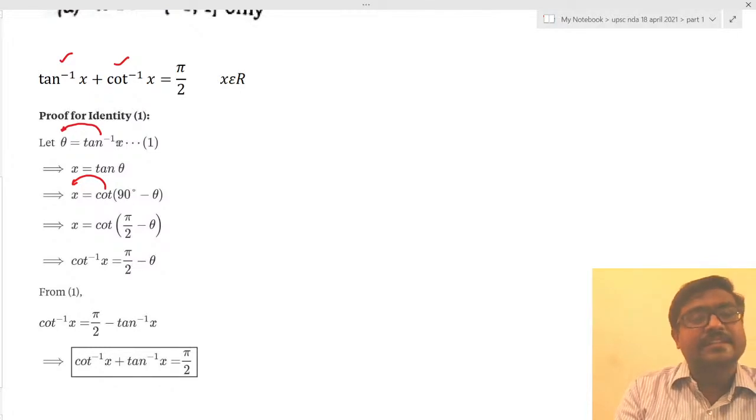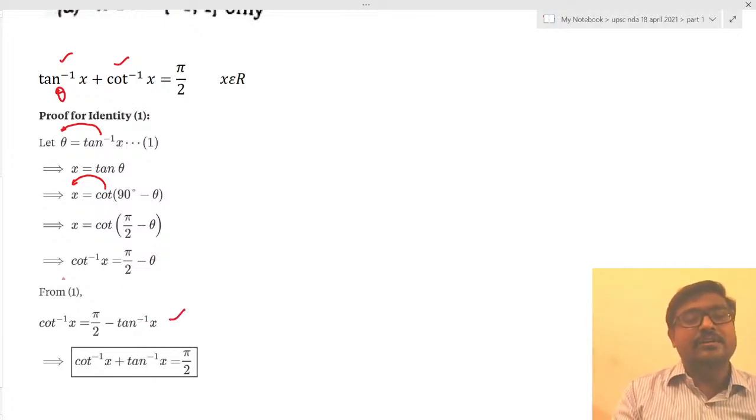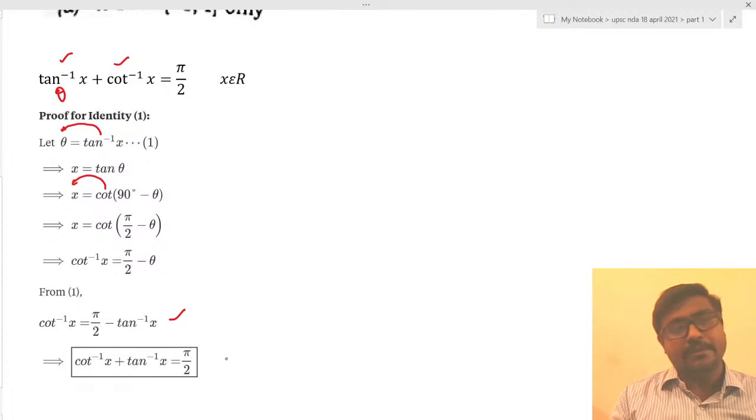Now in this theta I can substitute tan inverse of x. I just assumed this as theta, and with the help of this theta I found cot inverse of x. So inside theta I'm substituting tan inverse of x, and I get the equation: cot inverse of x plus tan inverse of x equal to pi by 2.